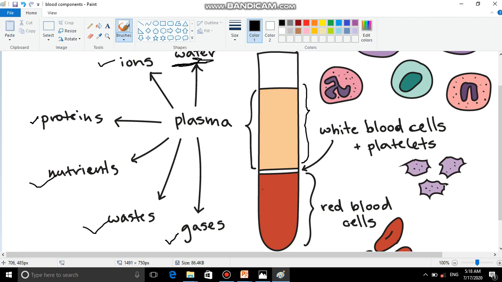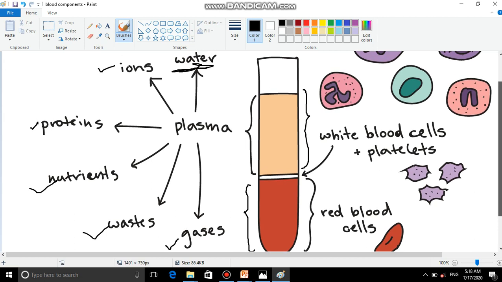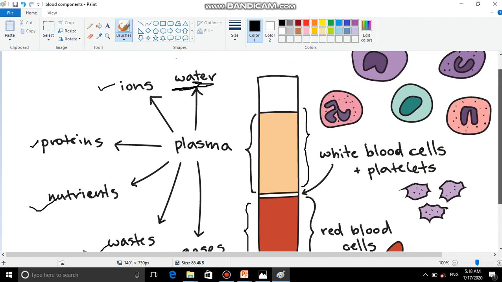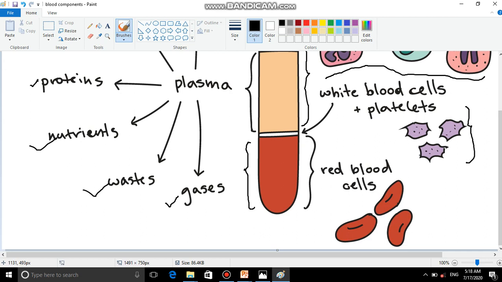And this formed element, which comprises 45% of the blood, is made up of different kinds of white blood cells, this one you can see, platelets, this one, and red blood cells, this one. So this diagram is again showing you the different components of blood.